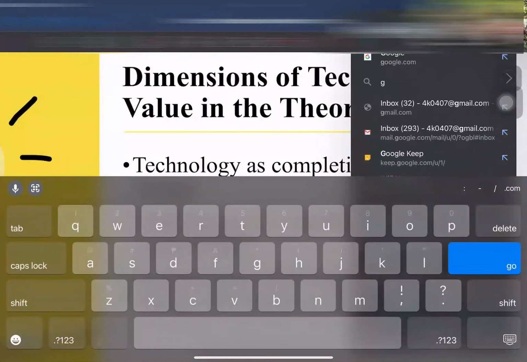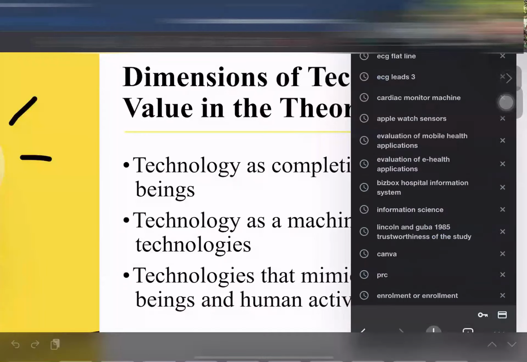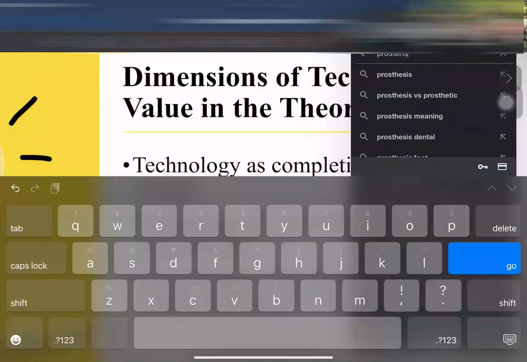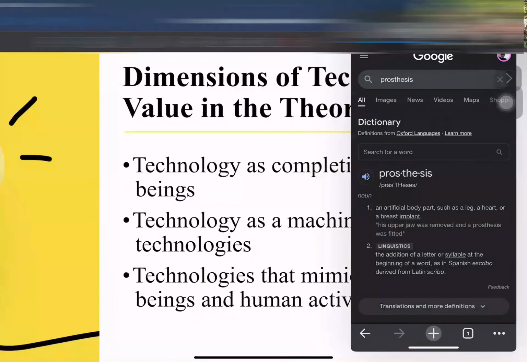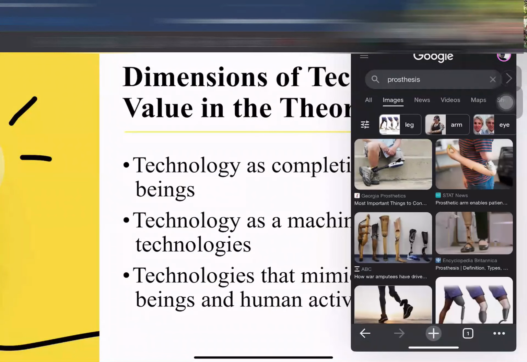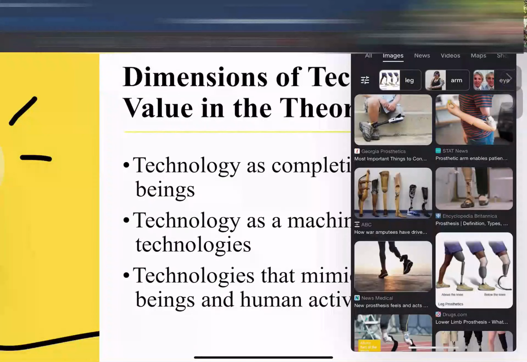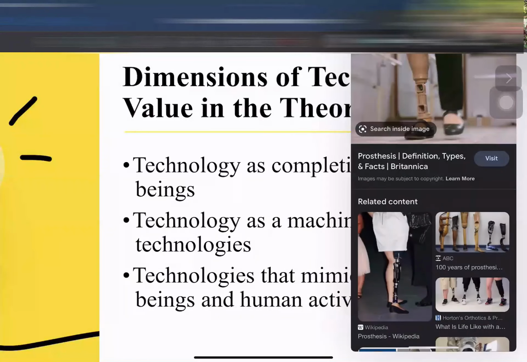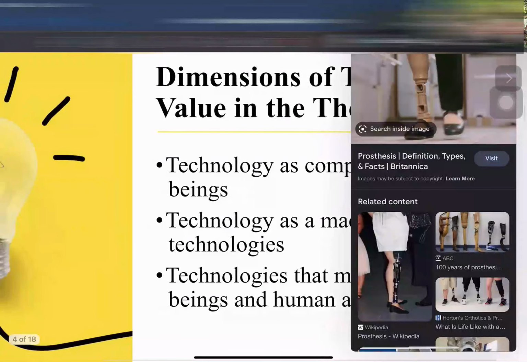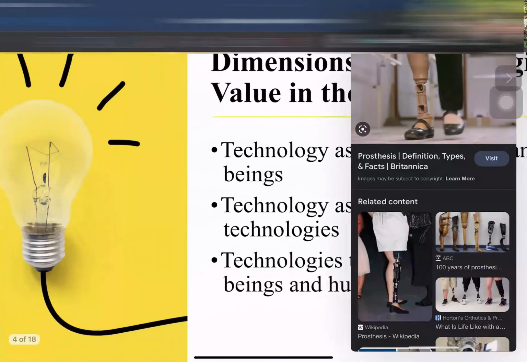So what do we mean, class, by completing human beings? Now, let's look at this picture of prosthesis. May tinatawag po tayong prosthesis, di ba? For example, ortho, okay? Dahil sa sobrang pagmamahal, halimbawa, nabangga kayo ng isang sasakyan, tapos you lost your left arm, no? So you lost your right leg. Okay, let's say for example, right leg.